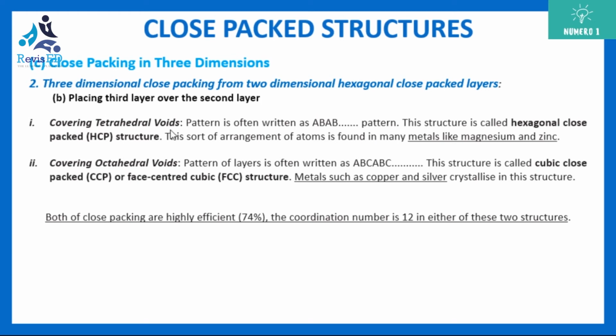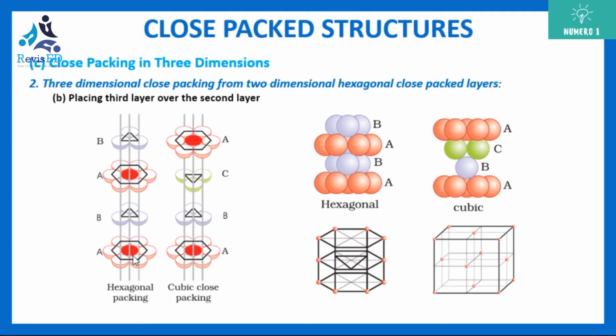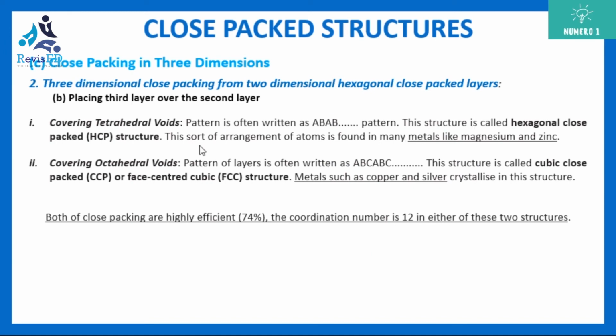Now, covering the tetrahedral void, the pattern which is often written as ABAB pattern, this structure is called hexagonal close packing, that is HCP structure. So just to show you, HCP structure is this. Basically you have this A layer, okay, this is your B layer. So here you are putting this atom and this atom. So don't you think that you are creating a tetrahedral void on top of this, and you are covering that tetrahedral void. So here the pattern is actually obtained in ABAB form, that is covering tetrahedral voids.